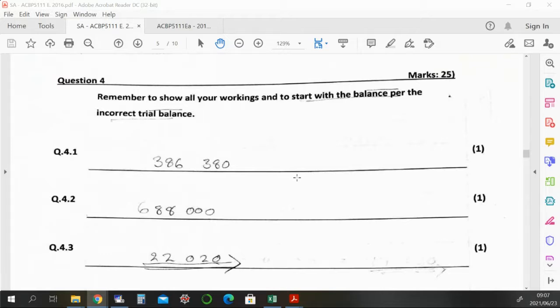All right, so let's proceed with question 4. So what is going on with question 4? Let's start by reading the top of the question, then we'll go to the back.